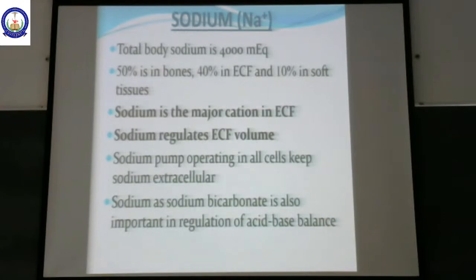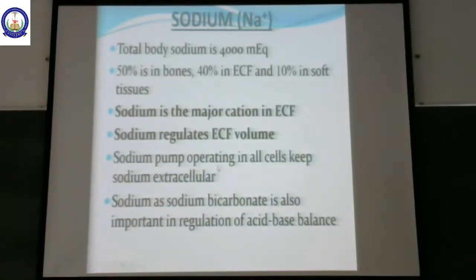I am stressing again, it is a major cation of the extracellular fluid, and it regulates the extracellular fluid volume. How much blood is there, how much fluid is there, how much in the blood, all that is regulated with the sodium. Sodium operating in all cells is sodium extracellular, right? We have the sodium potassium pump now. When the sodium goes out, the water goes out, so sodium is integrated with this pump.